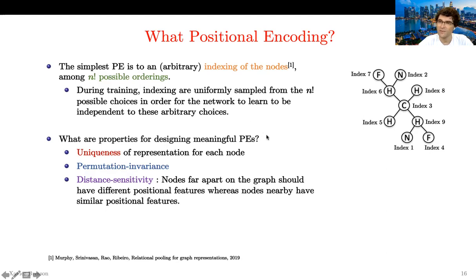So what are the properties for designing good positional encodings? You need a uniqueness of representation for each node. You need to be permutation invariant. And you want your positional encoding to be distance sensitive, which means that if you have two nodes close to each other on the graph, you want the distance between the two positional encodings to be small. And if the two nodes are far away on the graph, you want the distance to be large.